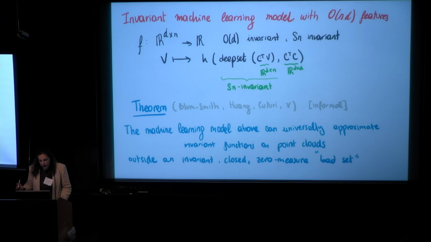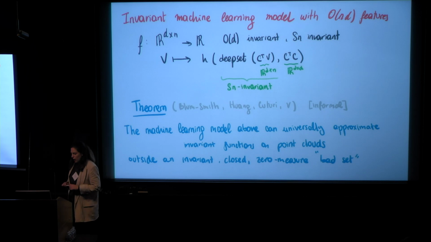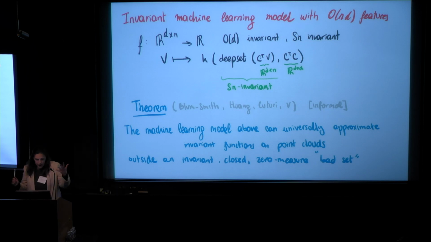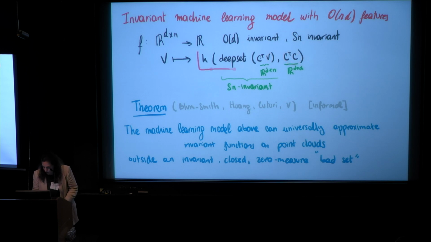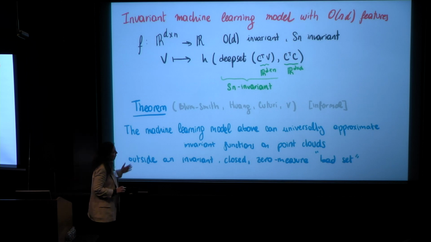I'm not going to go into the details. I'll be happy to discuss it later. But basically, you can write a machine learning model that is also based on deep sets, written as the deep sets of some centroids times the original points and the matrix of inner products of the centroids. And with that, you can reconstruct. You can see that this model can universally approximate invariant functions on point clouds, and it has dependence of d times n in terms of d squared, in terms of n squared.